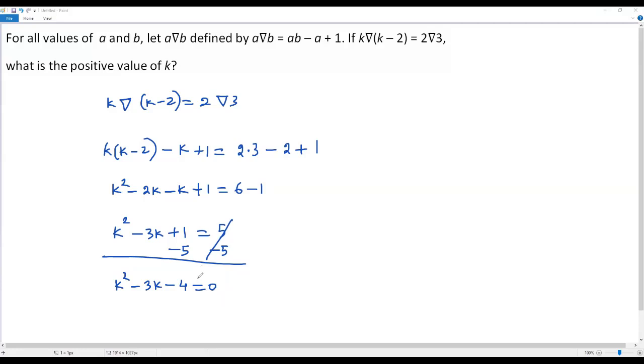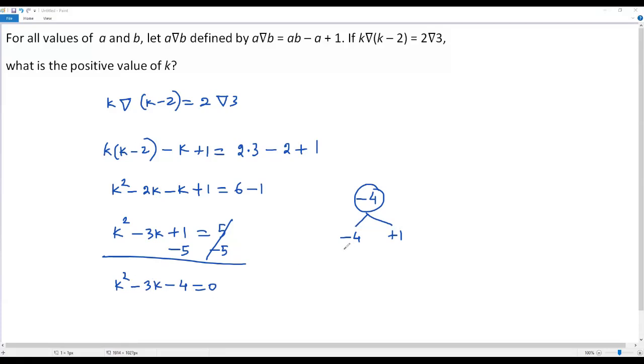Okay, to solve this quadratic equation by factoring, we have to multiply the constant term negative 4 by the coefficient of K square. In this case, the coefficient of K square is just 1. When I multiply this negative 4 by 1, I am getting negative 4. Now we have to get two factors for this negative 4 so that the sum of the two factors is equal to the coefficient of K, that is negative 3. I think negative 4 and positive 1 will work. When I multiply negative 4 and positive 1, I am getting negative 4. When I add them, that is when I combine negative 4 and positive 1, I am getting negative 3, which is the coefficient of K.